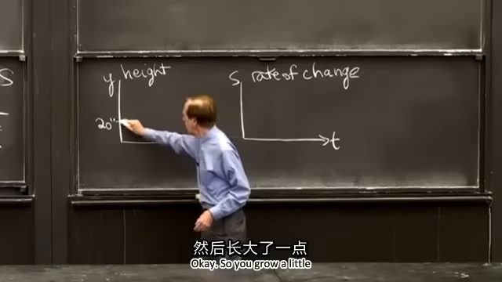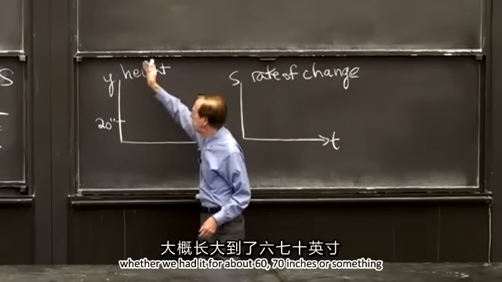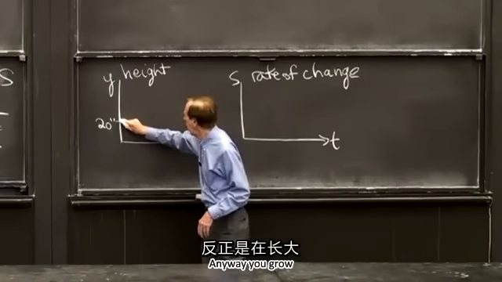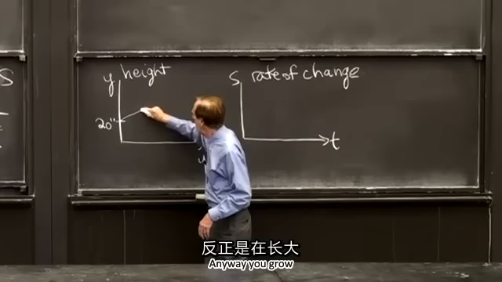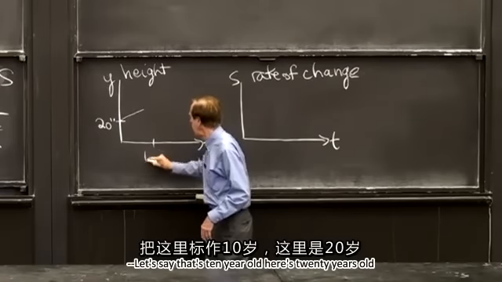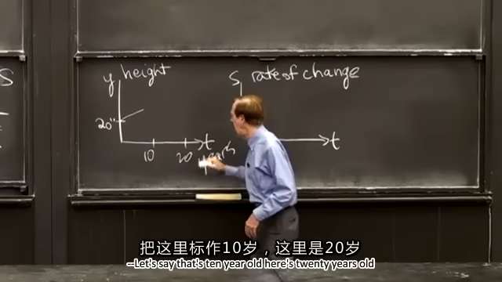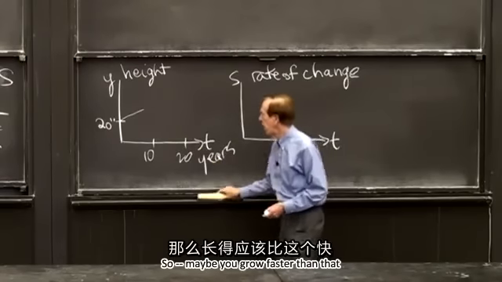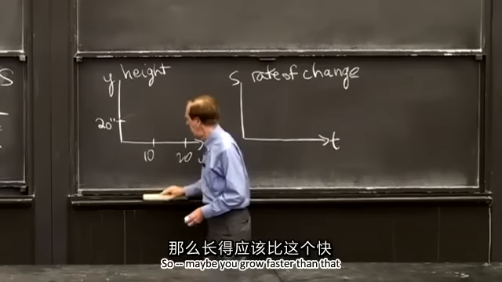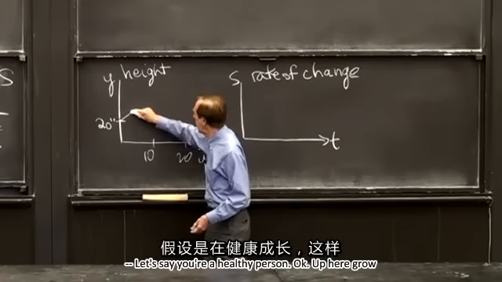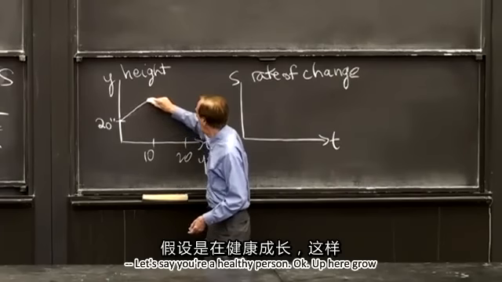Okay, so you grow a little. What are we headed for? About 60, 70 inches or something. Anyway, you grow. Let's say that's 10 years old and here's 20 years old. So you grow. Maybe you grow faster than that. Let's say you're a healthy person here. Okay, up you grow.